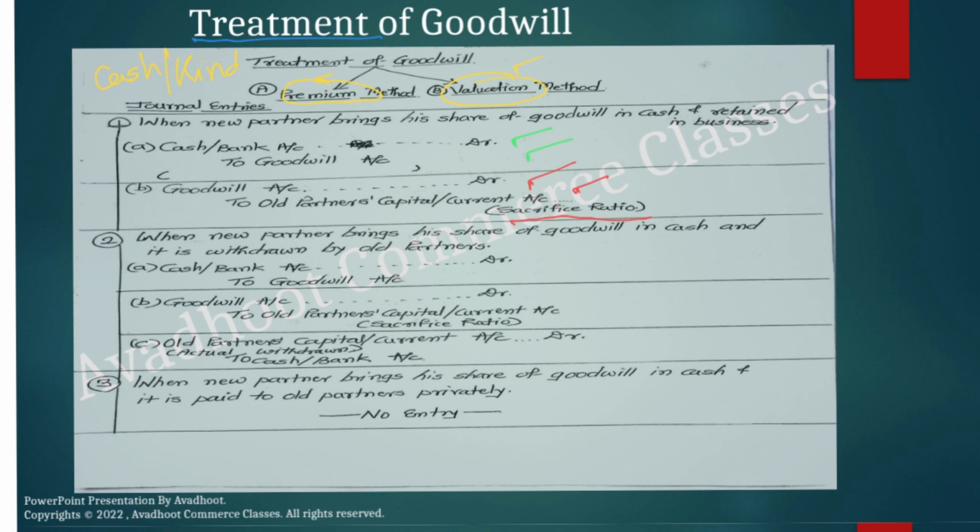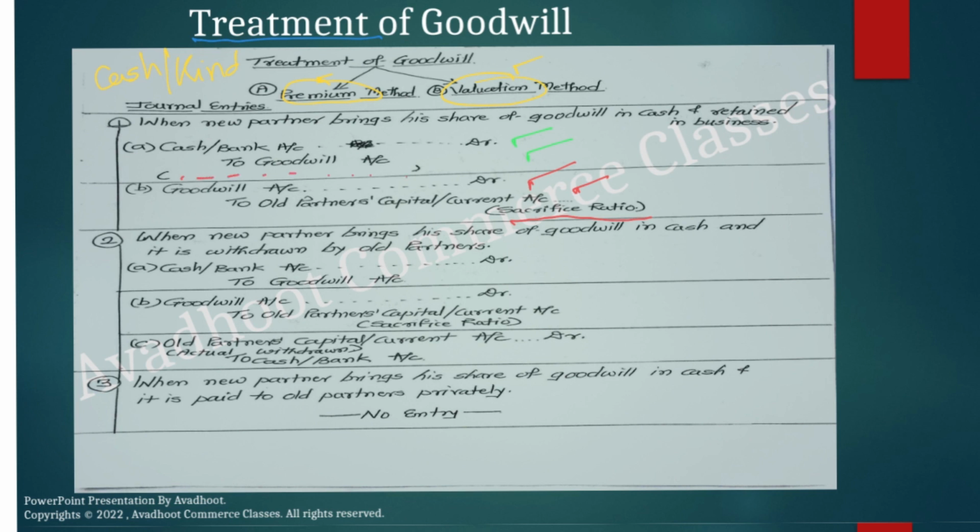What are the two main entries to be passed? That is, when a new partner brings his share of goodwill in cash and it is retained in the business, what entry are we going to pass? Cash or bank account debit, because that comes in, to goodwill account, and second, goodwill account debit to old partners' capital or current account, whatever may be the case. We'll have to write the narration for every journal entry.